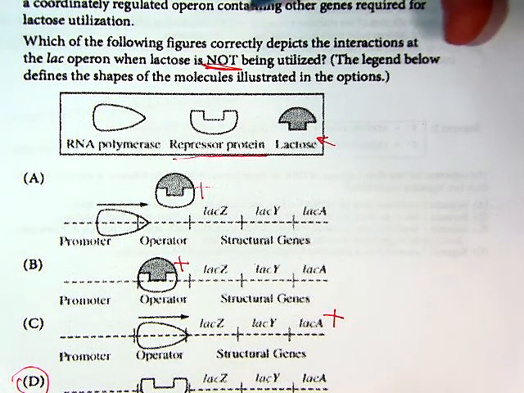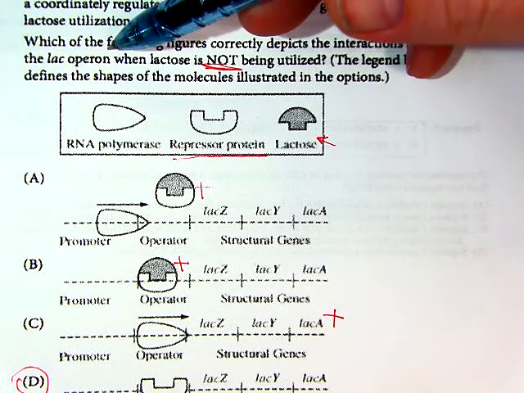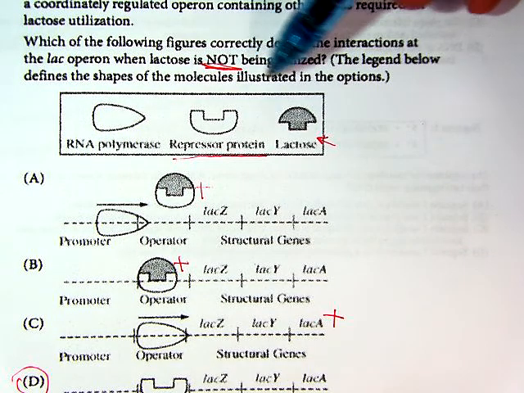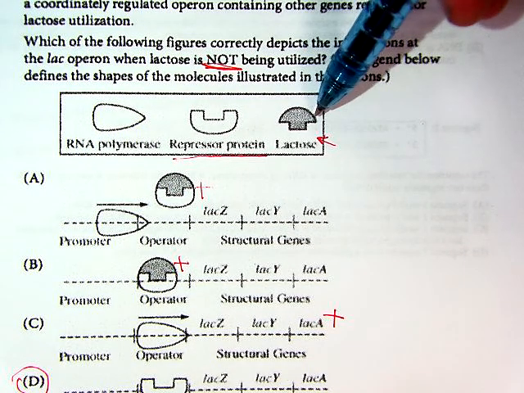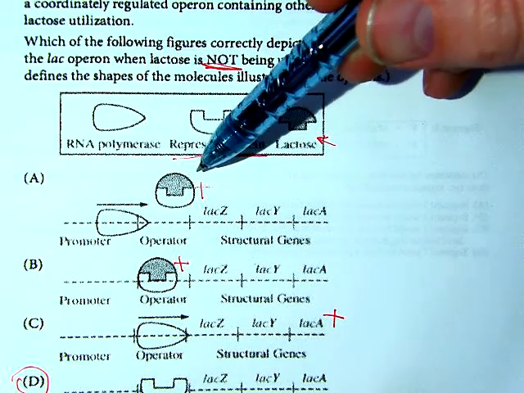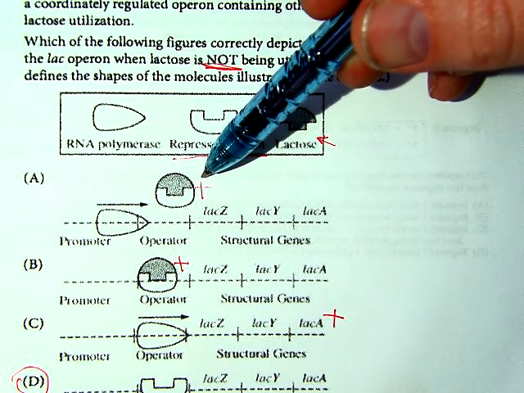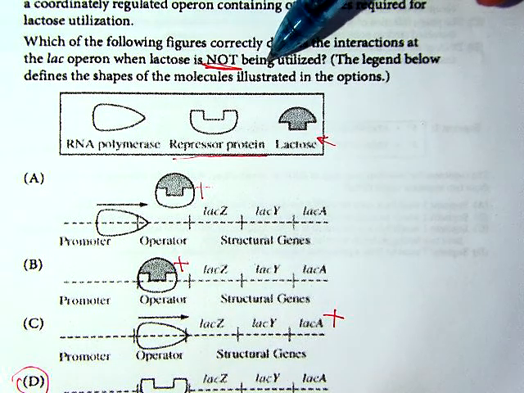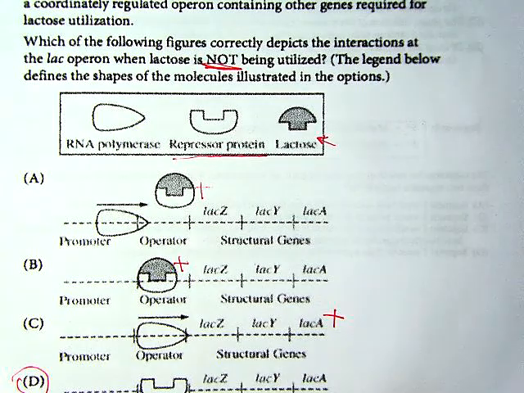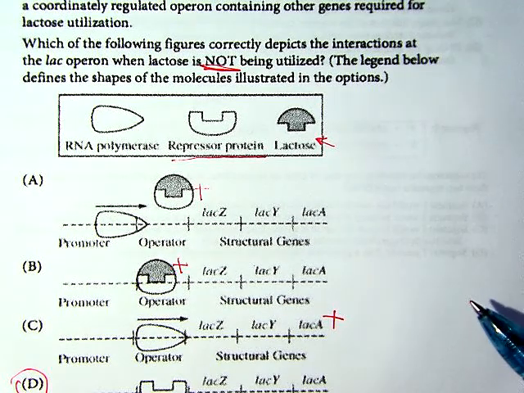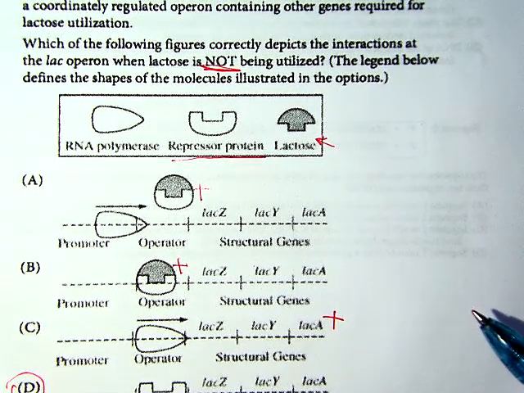Again, it's because knowing that for the lac operon directly, lactose has to be present. If lactose was present, then A would be the best answer choice. But it said lactose is not being utilized, so D is the correct answer choice. All right, very good. That's the first two. Let's look on the back now.